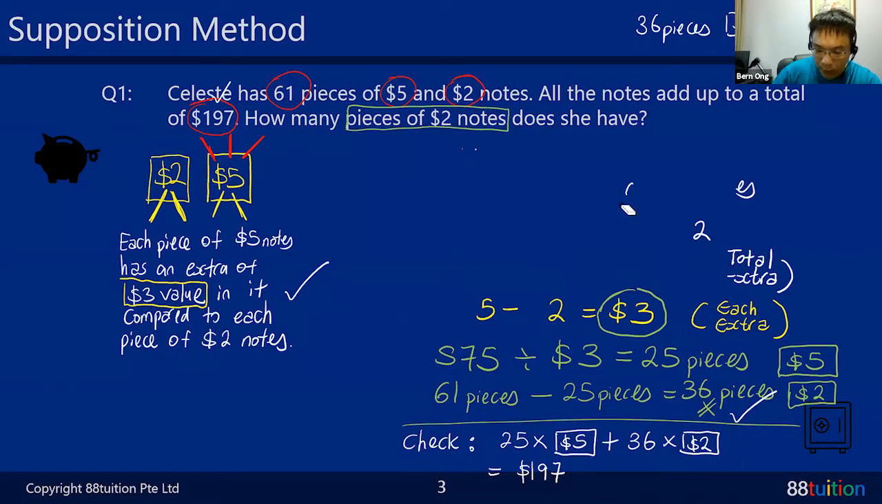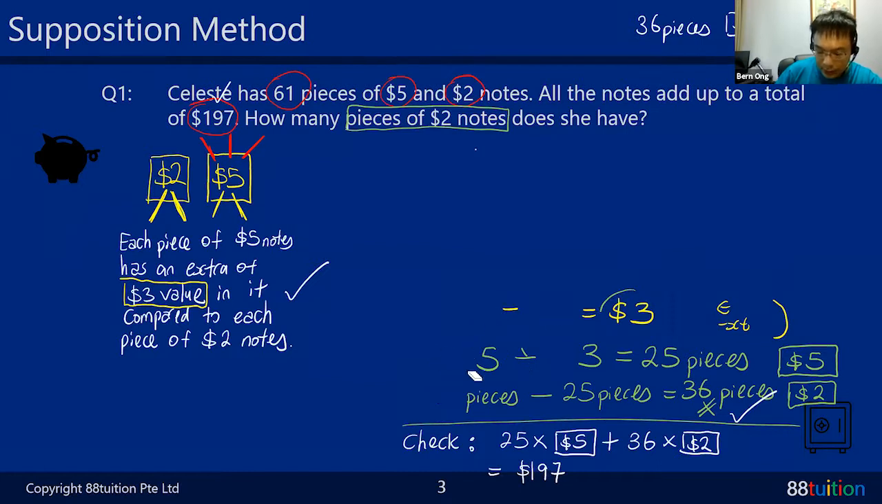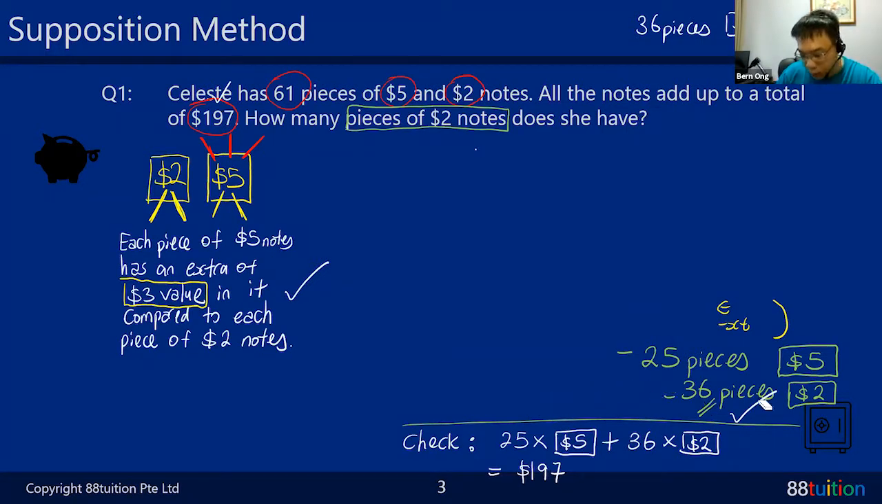Okay, so now, instead of supposing that it is the least, I will suppose that it is the most now, just to prove to you that we are still correct.